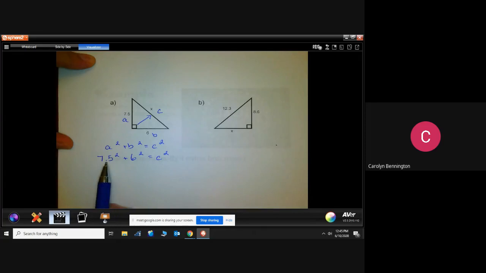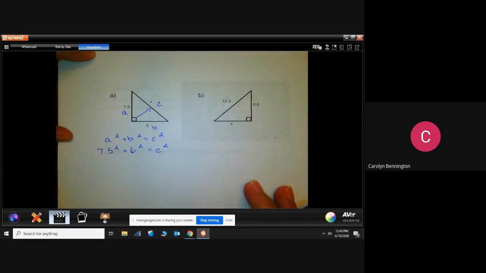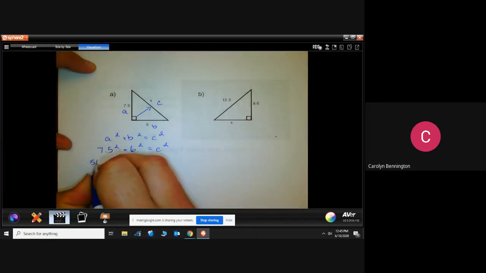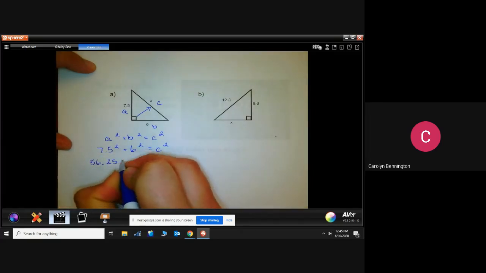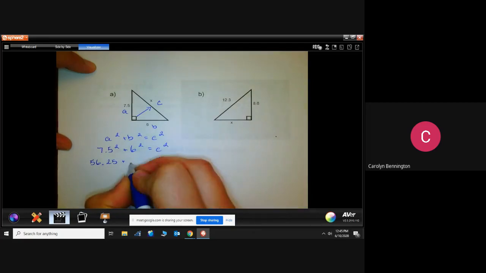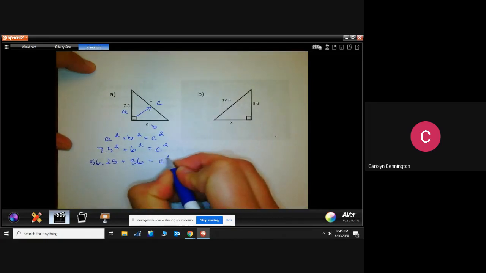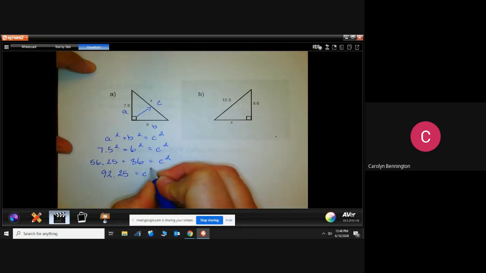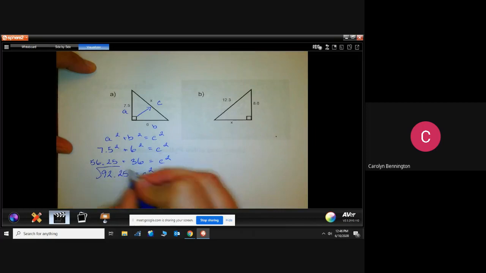So now we're going to square each of our values. So we have 7.5 squared is 7.5 times 7.5. We get 56.25. Plus 6 squared is 36 equals C squared. Add your two values together to get to 92.25. And then square root both sides. So C equals 9.6.